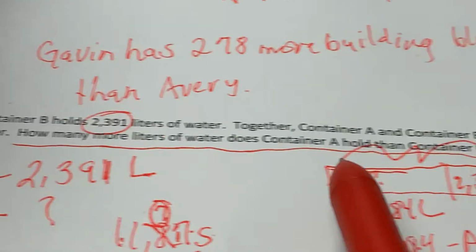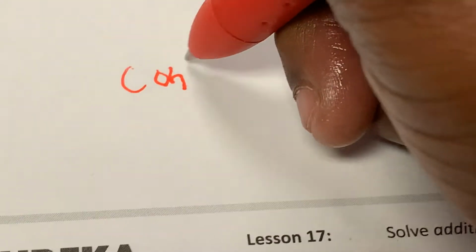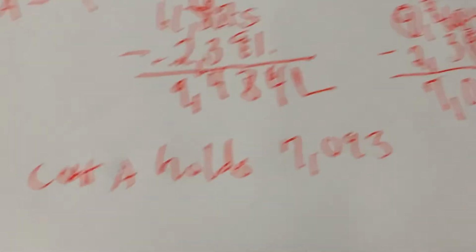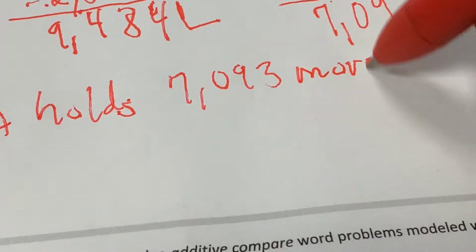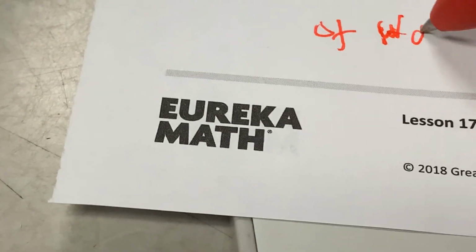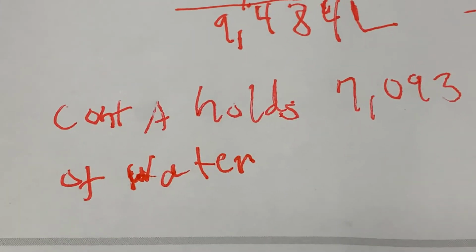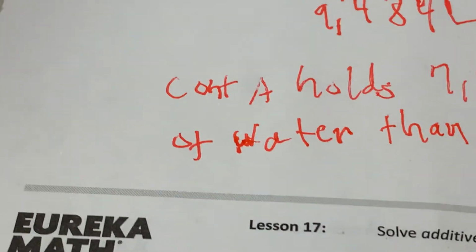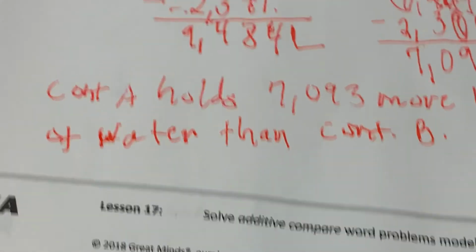Okay, so now I've got to write that in a statement and answer how many more liters of water does container A hold than container B. So we can say that container, and I'm going to abbreviate, guys, container A holds 7,093 more liters of water than container B. Okay, and there you have it.